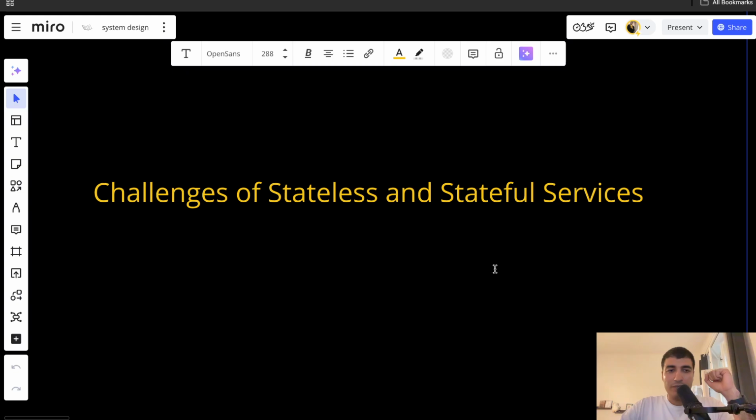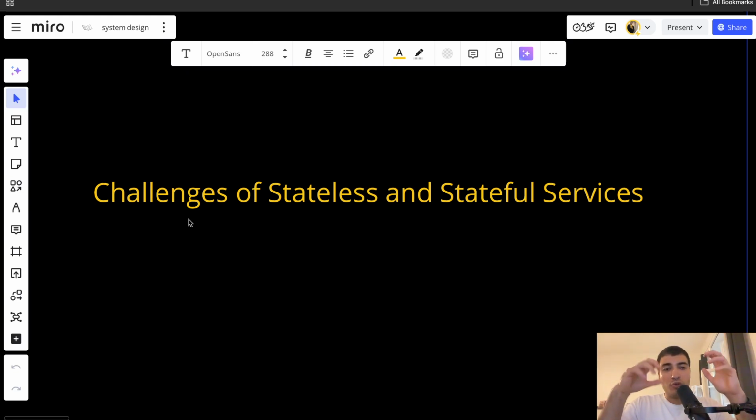So yeah, let's talk about the challenges of handling stateless and stateful services. Handling state in stateless architecture is one of the biggest challenges. One of the challenges of the stateless architecture is handling scenarios where state is actually needed.